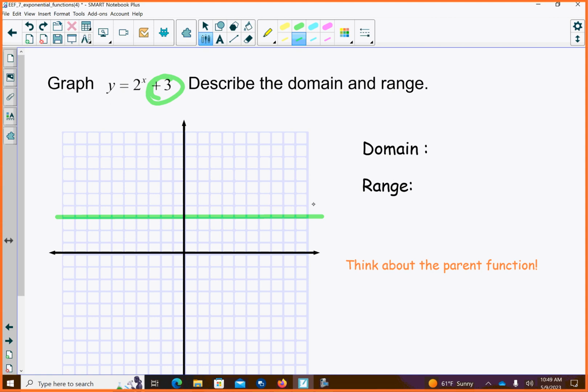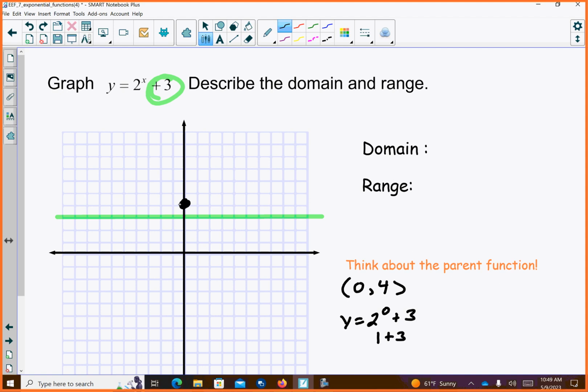All right. Let me get rid of that. All right. So friends, I think we could do this. I have full faith. So I'm going to plug in 0 first. So I get y equals 2 raised to the 0 plus 3. What's 2 to the 0? 1. What's 1 plus 3? 4. So 0, 4 is right here. That okay?